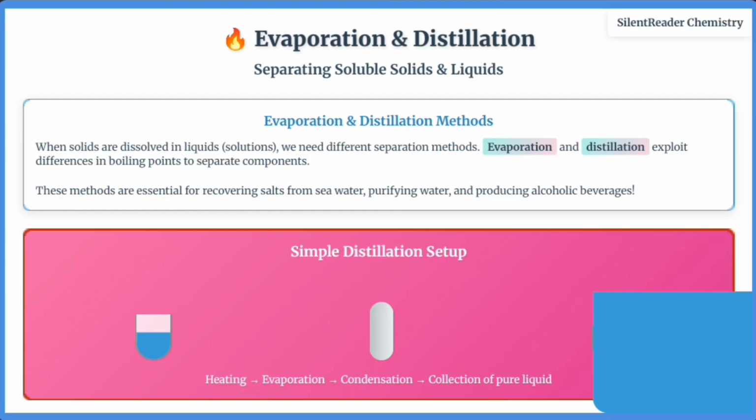Simple distillation separates liquids with different boiling points. Fractional distillation with a fractionating column separates multiple liquids with close boiling points, used in petroleum refining. Steam distillation uses steam for heat-sensitive compounds like essential oils from plants.